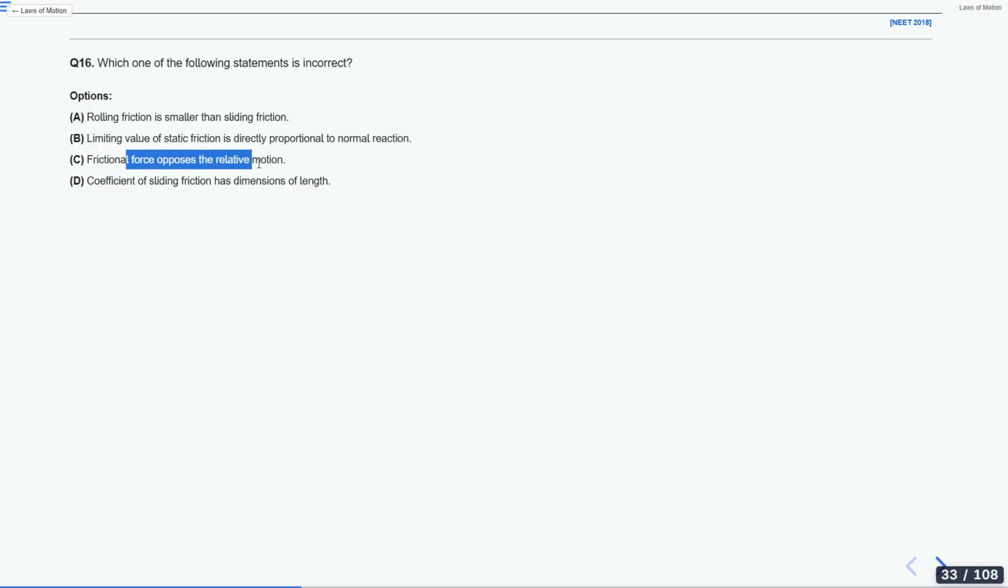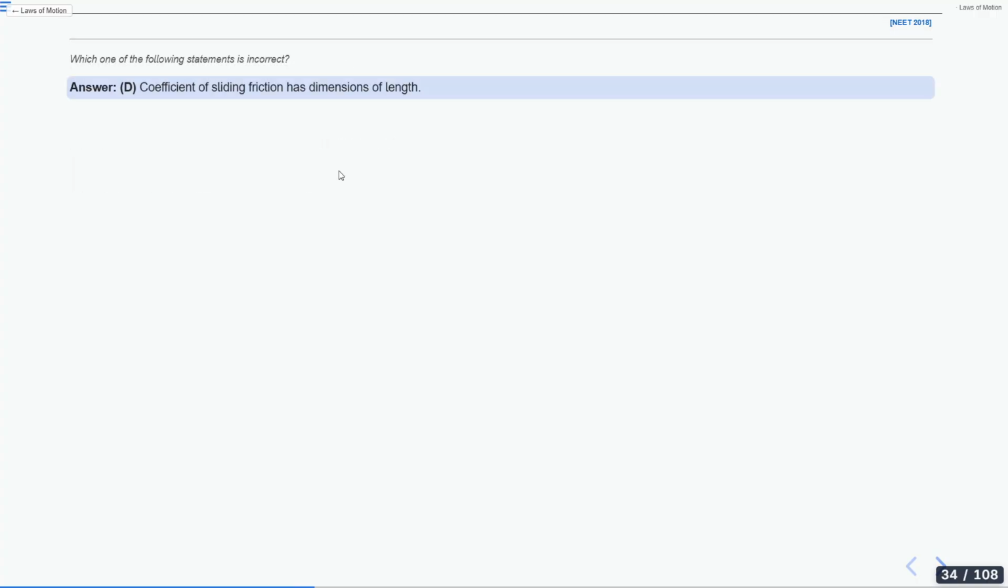Yes, frictional forces oppose the relative motion. So all three are correct. C is not incorrect. C is correct. Frictional forces oppose relative motion. Now D, coefficient of sliding friction has dimensions of length. Now let's look at the solution. The answer is D. So D is incorrect.